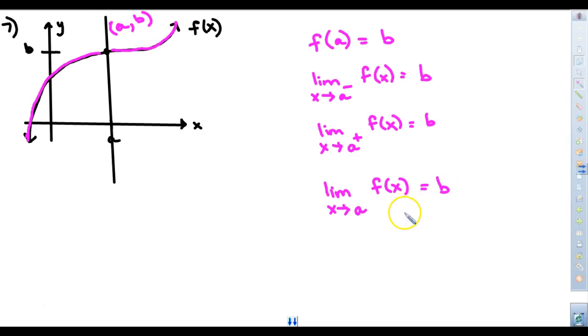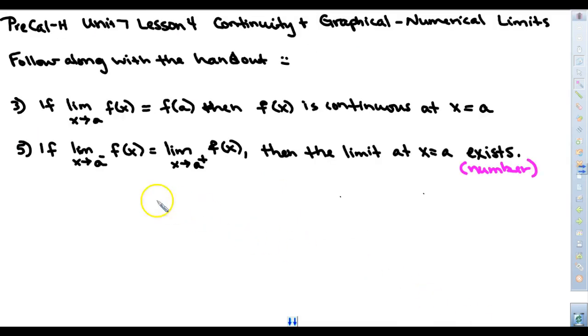Let me see, that was your only fill in the blank. But what I want to do with this graph right here, remember I told you that this graph was continuous where x is equal to a, because as we traced it, when we got to where x is a, we did not have to pick up our pencil. Well, that goes to what number 3 was talking about.